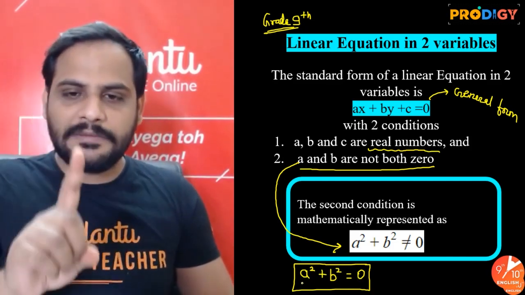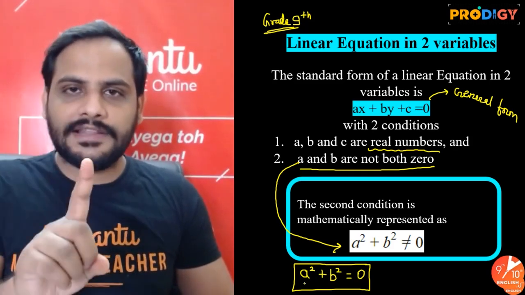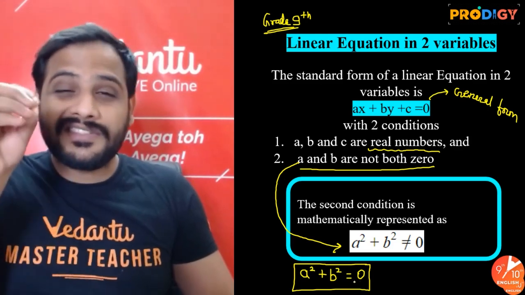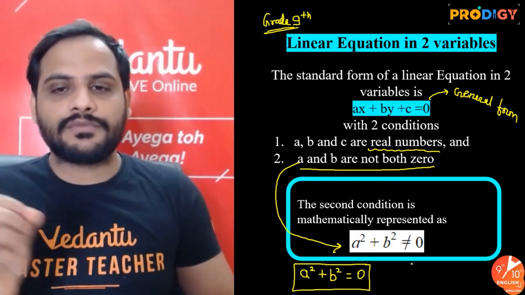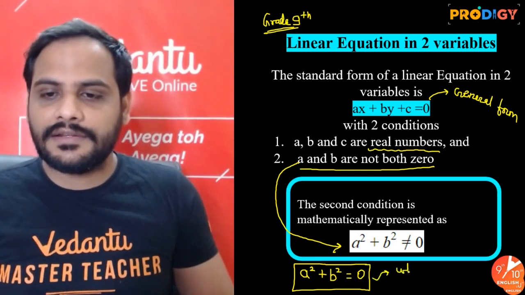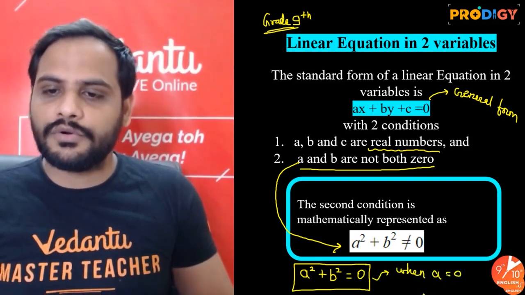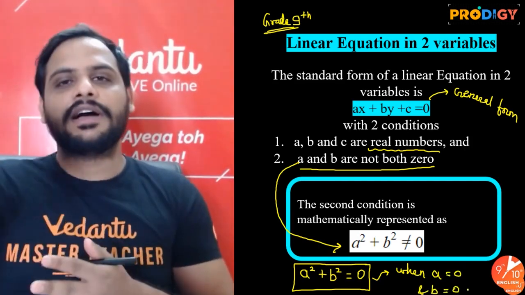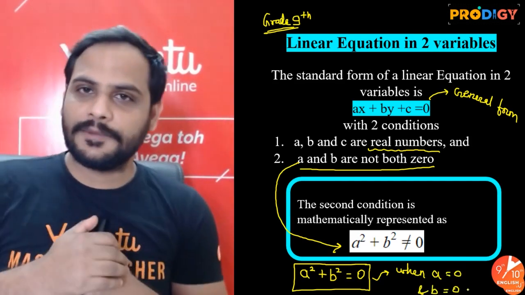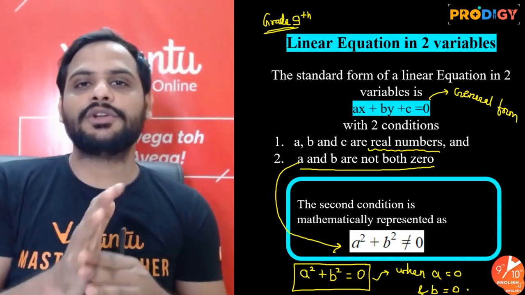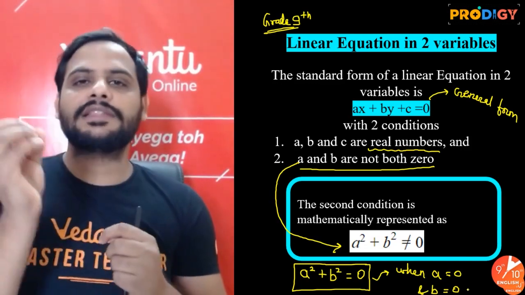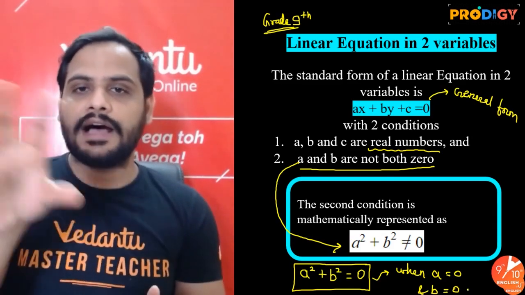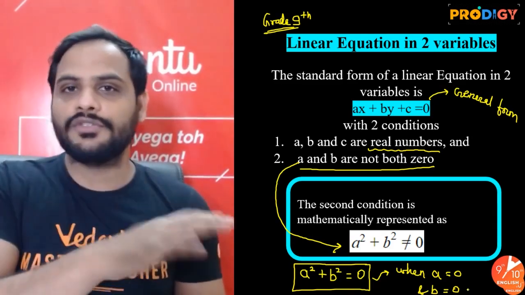But there will be only and only one case in which a square plus b square will be equal to 0, and it is the minimum value for a square plus b square, and it is when a is equal to 0 and b is equal to 0, because 0 square is 0, again 0 square is 0, 0 plus 0 is 0 only. So this is the minimum value for a square plus b square. Other than a equal to 0 and b equal to 0, you put any other value you want, the answer will be something positive which is not equal to 0.